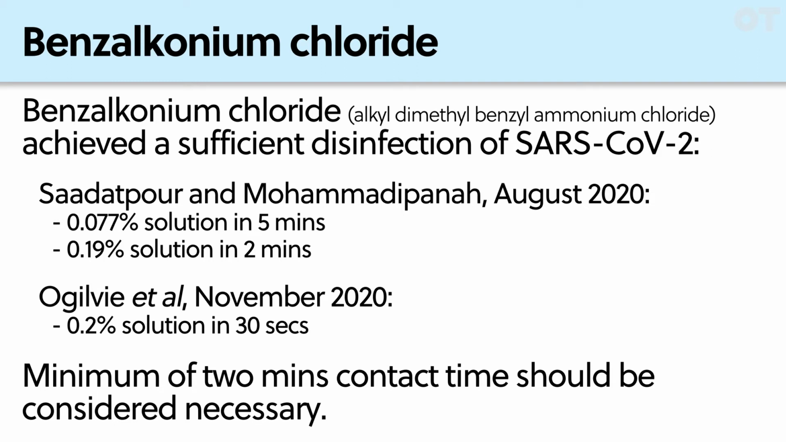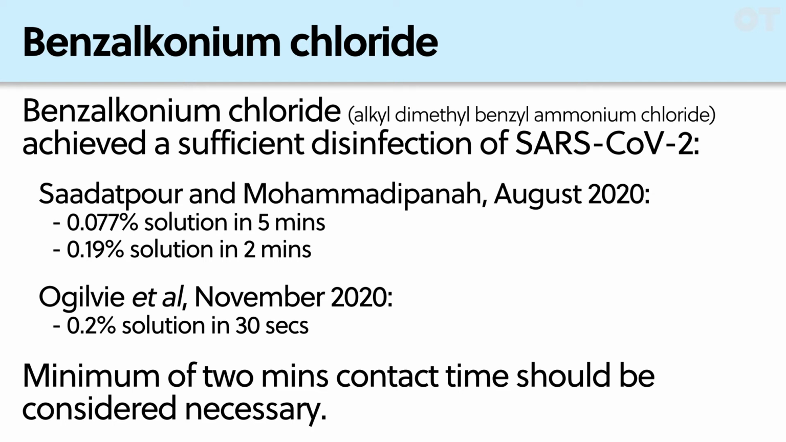However, a more recent study in November 2020 suggests that a 0.2% benzalkonium chloride could actually produce a sufficient disinfection in 30 seconds. As this is still quite light on information and quite early days as to what does or doesn't work, we need to treat these results with a little bit of caution. So it would seem that 0.2% benzalkonium chloride is very likely to be effective at an exposure time of 2 minutes, and 0.1% should be effective at 5 minutes.